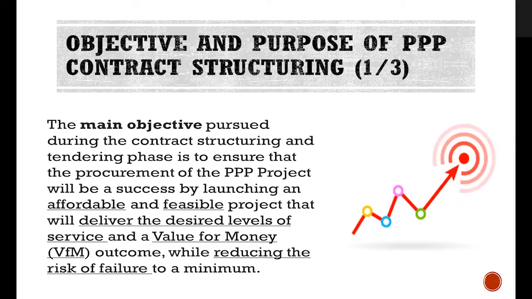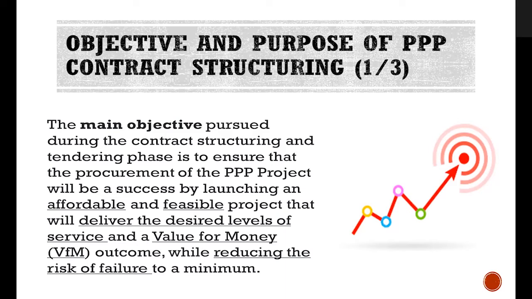The main objective pursued during contract structuring or tendering is to ensure that the procurement of the PPP project will be successful by launching an affordable and feasible project that will deliver the desired value, desired level of service and value for money. So you see some key lines on this. There's always a desired level of service and a value for money.